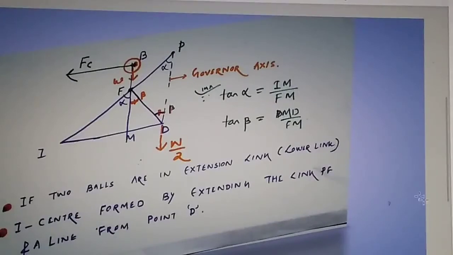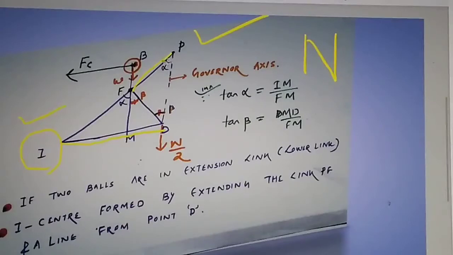This is the one half part of the governor, and we have extended the links PF. This one is the PF link, and the dotted line is drawn from the point D to meet at the point I, and I is known as the instantaneous center of rotation. We have constructed the I center in order to make our calculation easier to find out the speed of revolution N. So the basic angles which are very important for the derivation are alpha and beta.